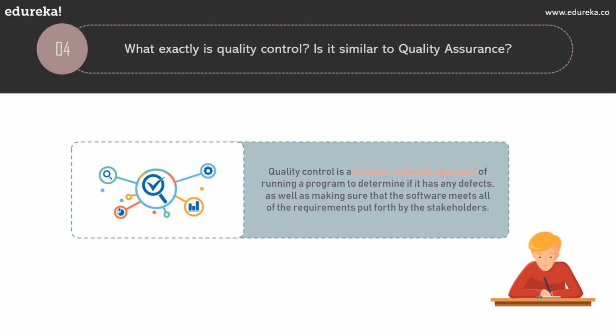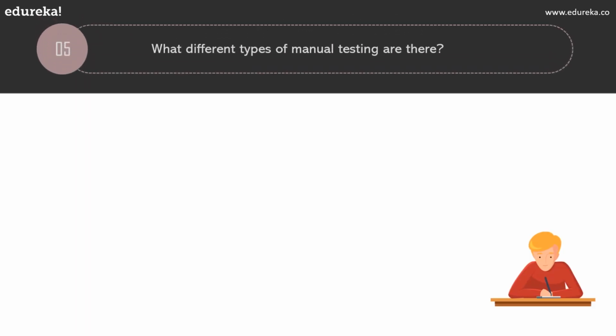The key point that you have to remember is it is a product-oriented approach. So using quality control, testers make sure that the software meets all the requirements put forth by stakeholders and end users. It includes different types of testing, like functional testing, such as unit testing, usability and integration testing. You also have non-functional testing like compatibility, security and performance. So quality control in general is a product-oriented approach of running a program to determine if it has any defects or not. Moving on to our next question, it says what different types of manual testing are there?